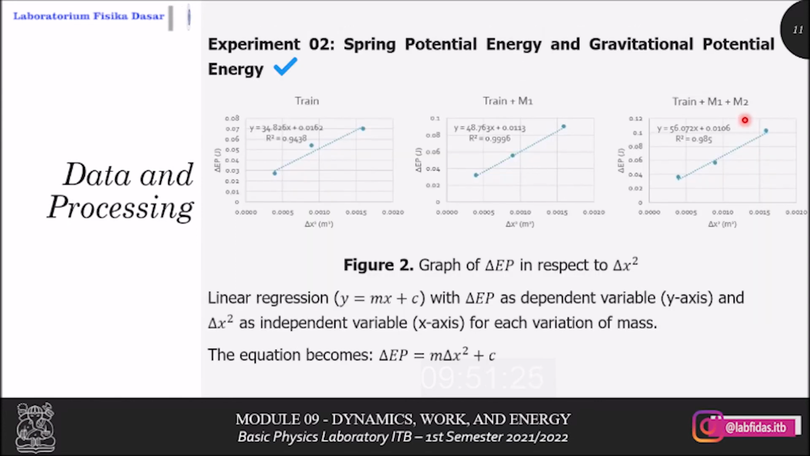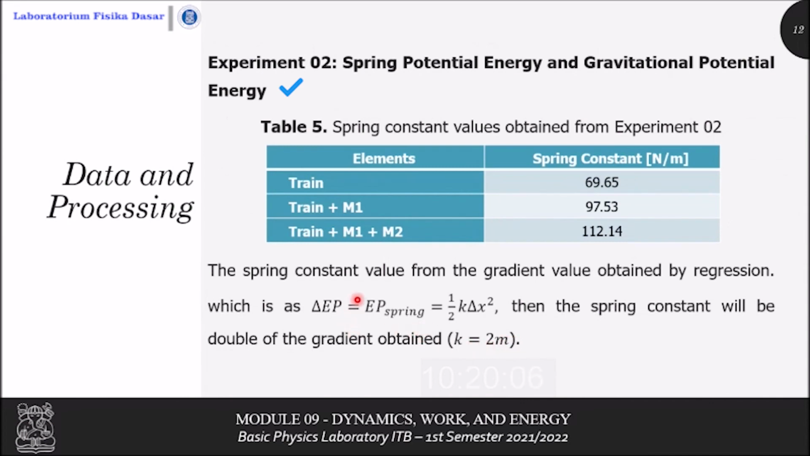And then, as what we did in the previous experiment, we do a linear regression, still with delta x squared as the x-axis, however now delta Ep as the y-axis. Therefore, we will have this graph for each variation of mass, for a total of 5 graphs. Now the equation of this linear regression is delta Ep equals m delta x squared plus c, in which if we equate this to the spring potential energy, then, as was previously obtained, we know that the spring constant obtained is just double the gradient value. So we could obtain the following data in table 5.